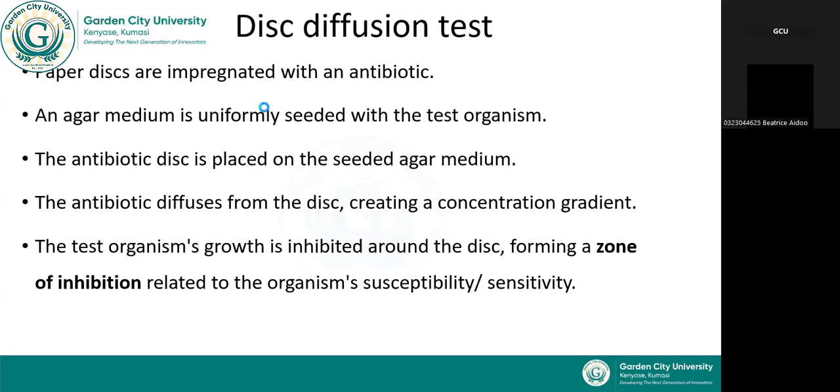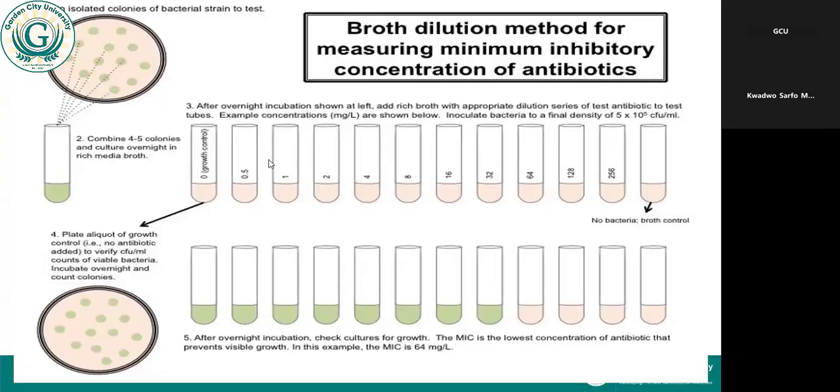Thank you. But with the dilution method, you have the antibiotics in a bottle. So you reconstitute, have it in solution, and then you prepare your concentrations.